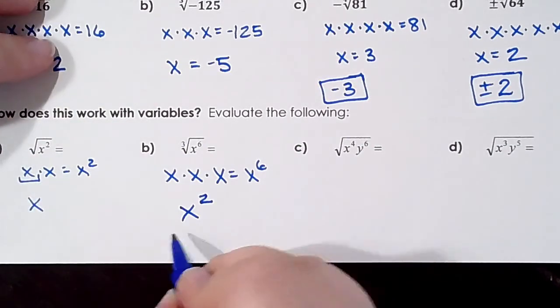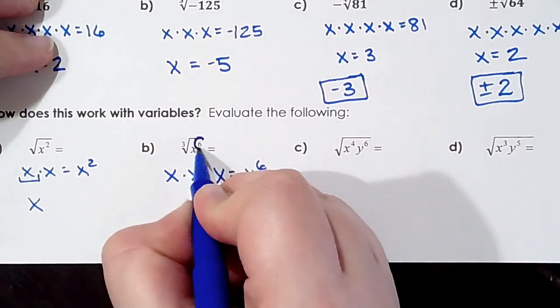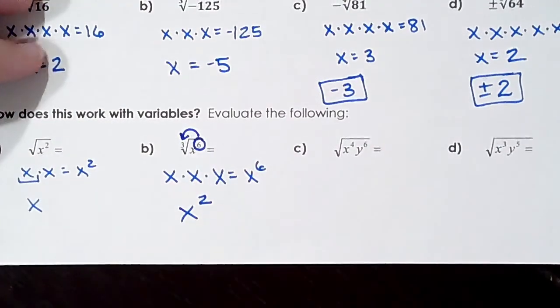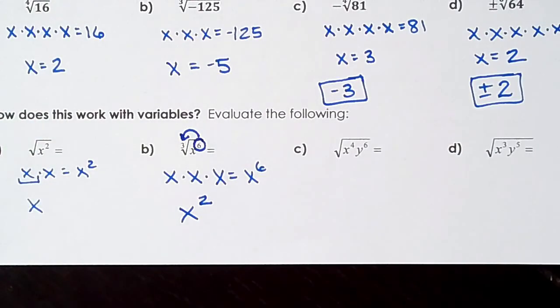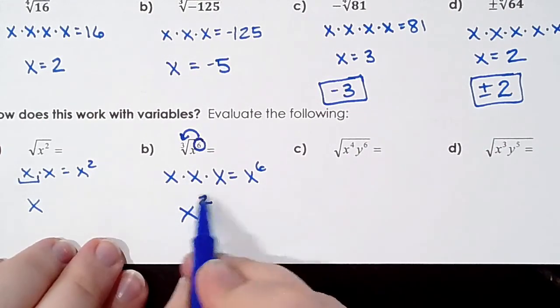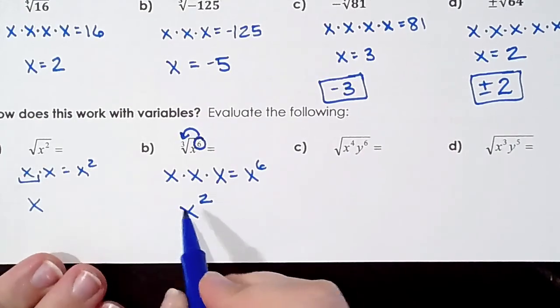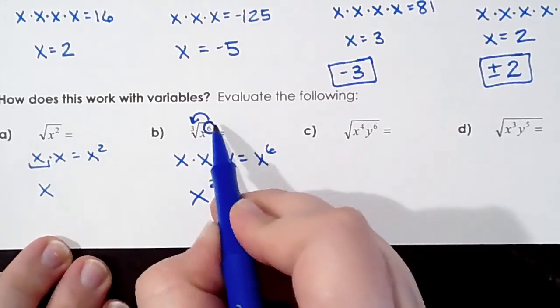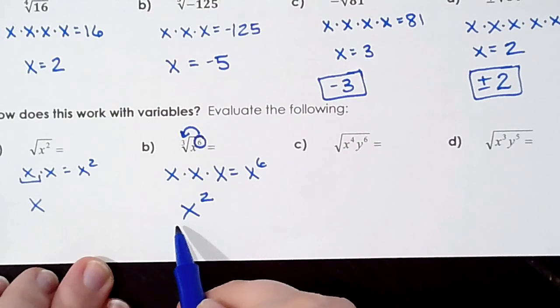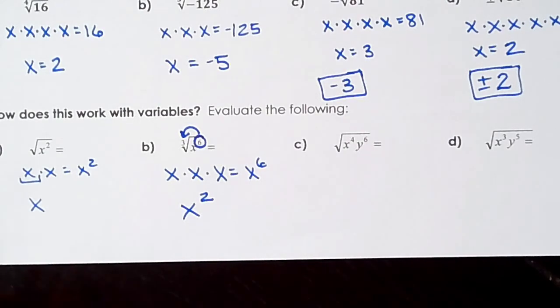The other shortcut for this is if you divide the inner number by the outer number, however many times you can do it with a whole number as your result, that's what comes out. Now, if this was x to the 7th, I would have x squared outside with an x left over inside. We'll see that a little bit more in a minute.